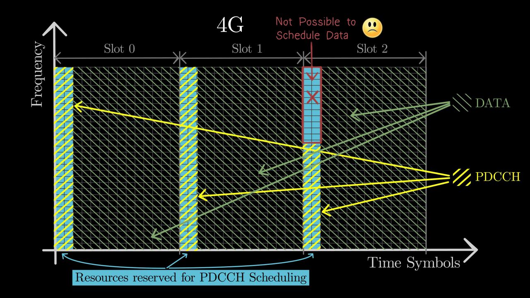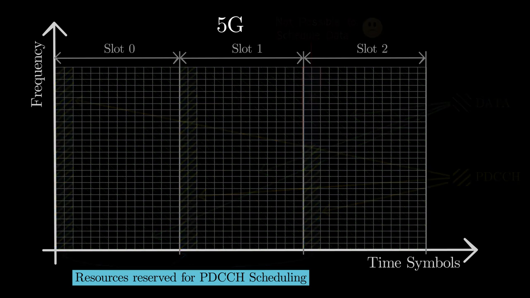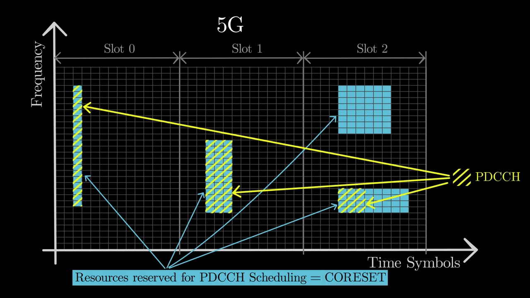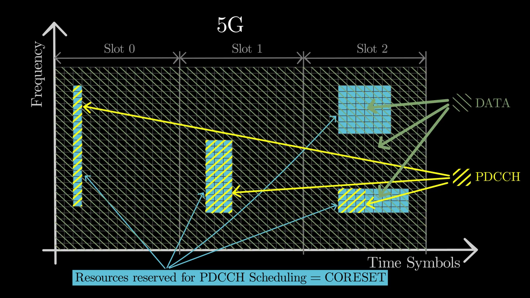Therefore, 5G introduces dynamic resource allocation for PDCCH. In 5G, base station defines a set of resources for PDCCH, which is called CORESET. PDCCH is always scheduled within a CORESET, and unused resources within a CORESET can be utilized for sending data.